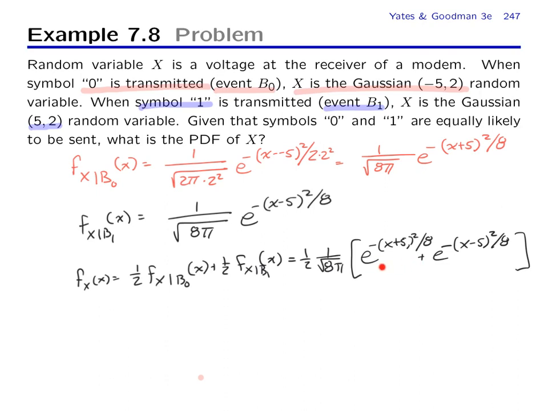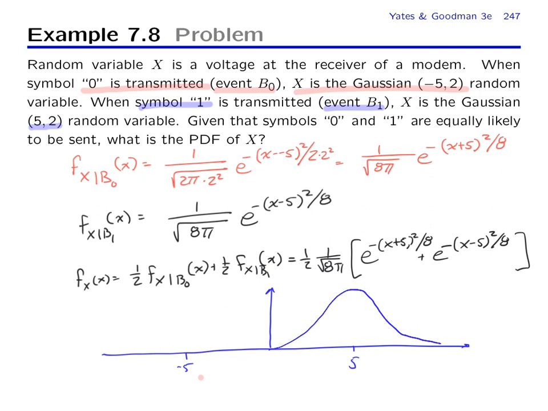We know that each of these functions is a bell-shaped curve. This one is centered at x equals minus 5, and this one is centered at x equals 5. If you sketch this PDF, you obtain peaks at minus 5 and 5. The PDF looks like two bell-shaped curves. If my drawing skills were better, these two bell-shaped curves would be identical.